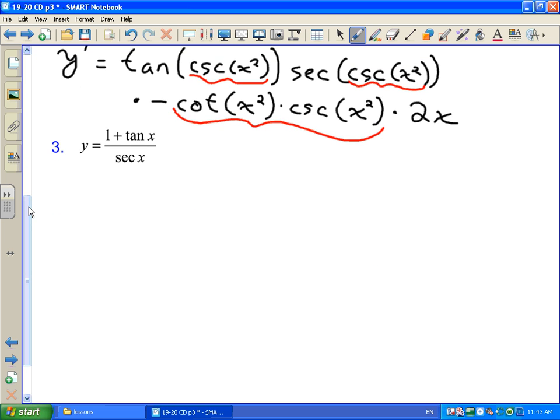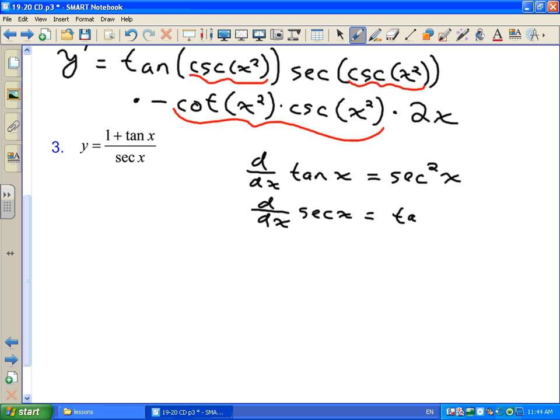Okay. 1 plus tan x over secant x. Okay. So I've got two trig functions in here. I'm just going to remind myself what the derivatives of those are. So the derivative of tan x is secant squared x. Derivative of secant x is tan x secant x. Okay.